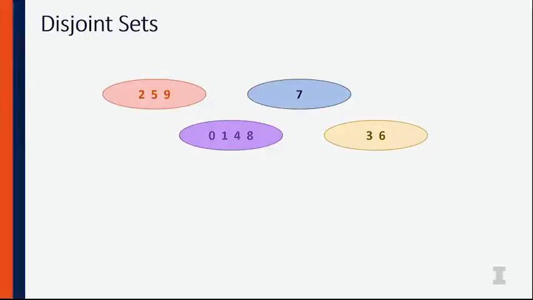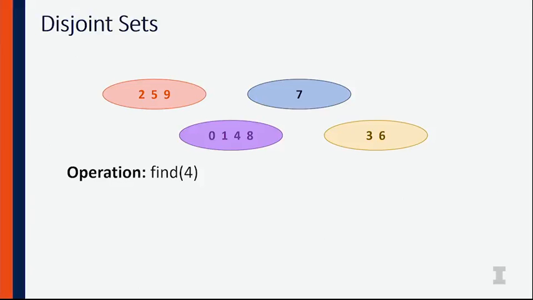So here are 4 disjoint sets. We have one set that contains the elements 2, 5, 9, another set that contains the element 7, another set with the elements 0, 1, 4, and 8, and a final set with the elements 3 and 6. When we consider each of these sets, we consider every element inside of a set to be absolutely equivalent. If you're familiar with mathematics, this is saying that these two elements are in an equivalence relationship with one another. As far as we're concerned, 2, 5, and 9 are completely indistinguishable.